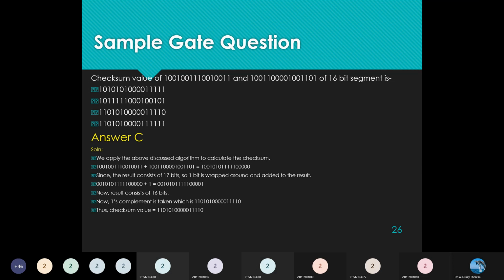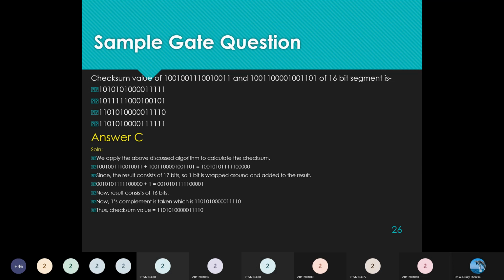We can do the one's complement arithmetic operation for the last 4 bits, and if we complement, we'll get the answer. So easily, seeing this, we know that answer C is the correct answer. The last 4 bits would be 1110, and in answer C the last 4 bits are 1110. So of course that is the answer. Answer C is the right answer.